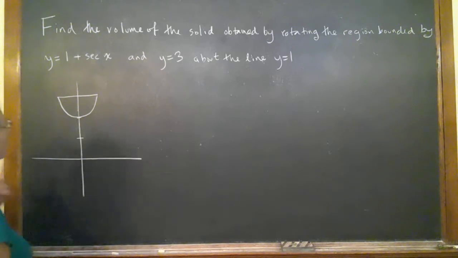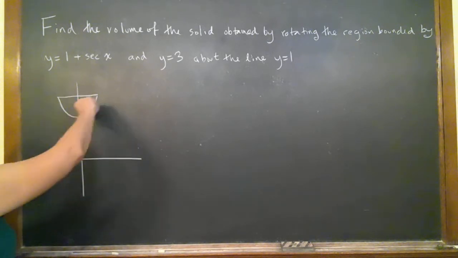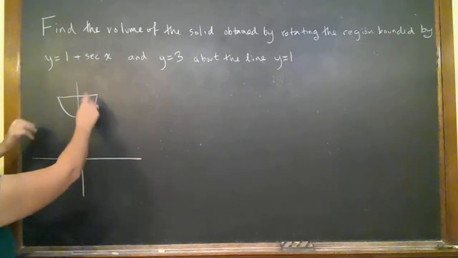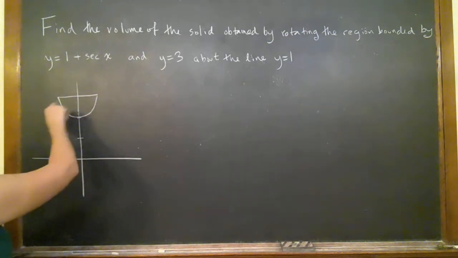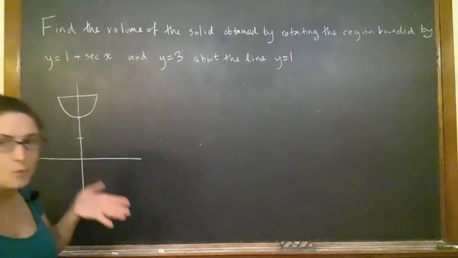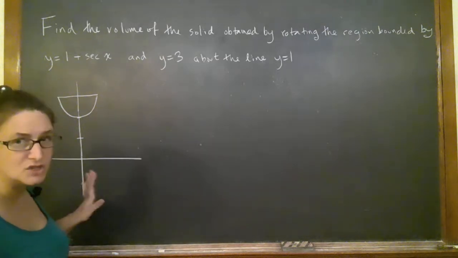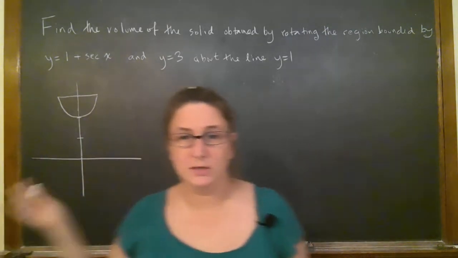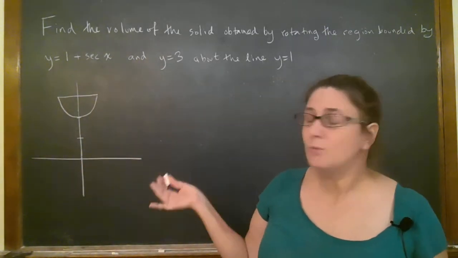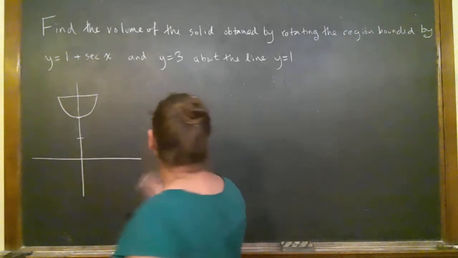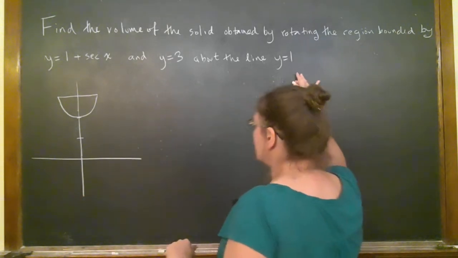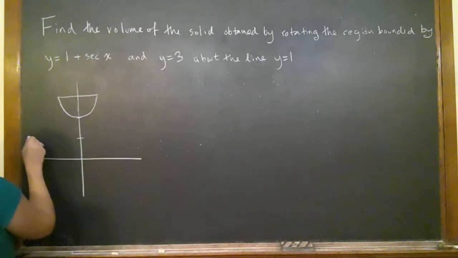So first I drew the region. Secant x is like this, right? So up 1 plus secant x, and it gets cut off somewhere. I still have to figure out where that somewhere is, right? But just for the time being, this is what the picture looks like. And what am I doing with this? It says about the line y equals 1.